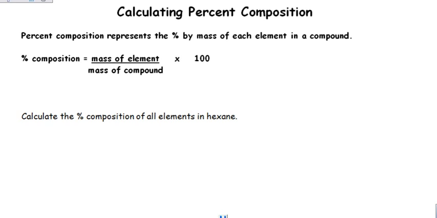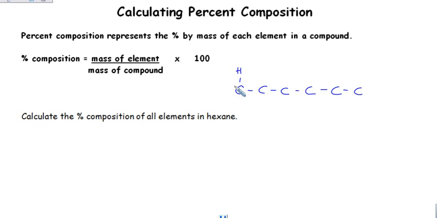Now we do need the formula of the compound that we're studying. So in this case, if I want to know the percent composition of all elements in hexane, I might need to draw hexane. It might be the best way of getting the formula. Hex is the prefix for 6. A-N-E means single bonded. 4, 5, 6. 6 carbons all single bonded.